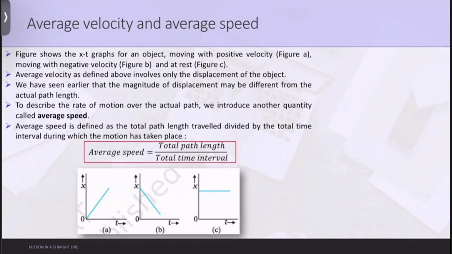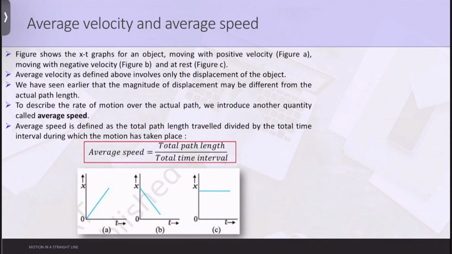Let's move on then. The next figure shows you the xt graphs for an object moving with positive velocity. As you can see, positive velocity, how can we say? Because the slope of this graph is positive. Either we can directly look at the graph, if it is going upwards, then the slope is positive, or we can say tan theta is positive. So if tan theta is positive, then the slope is positive.